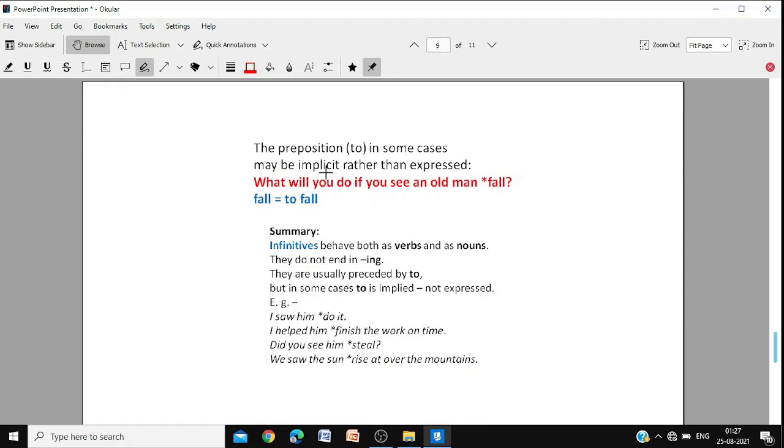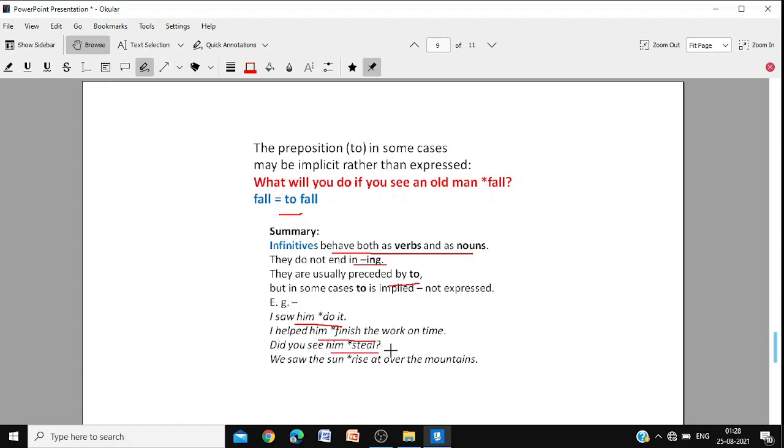The preposition to in some cases may be implicit. What will you do if you see an old man fall? That is, to fall, where to is omitted. Infinitives behave both as verbs and as nouns. They do not end in ing. They are usually preceded by the preposition to, but sometimes to is omitted. I saw him do it. That is, I saw him to do it. I helped him finish the work in time. I helped him to finish the work. Did you see him steal?